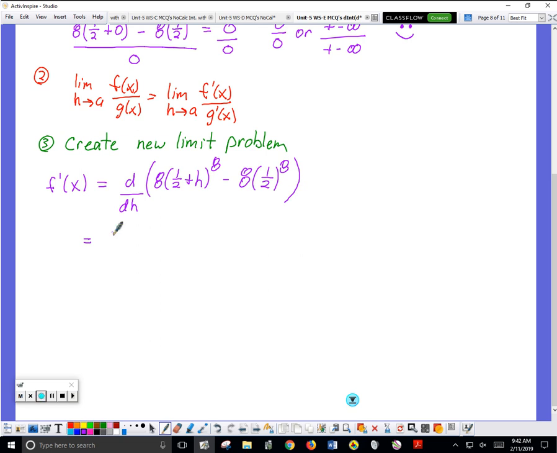Bring down the 8, you get 64. There's (1/2 plus h). This would become to the 7th power, multiplied by the derivative of the (1/2 plus h).